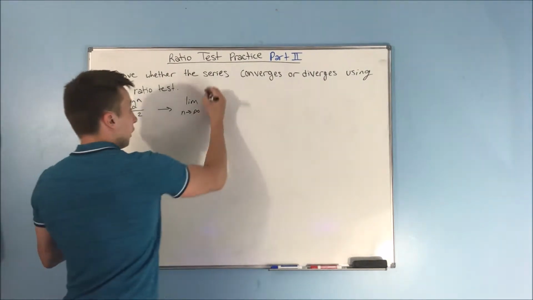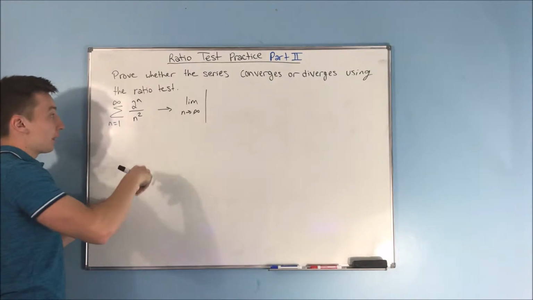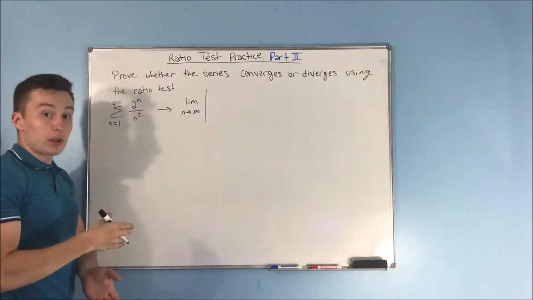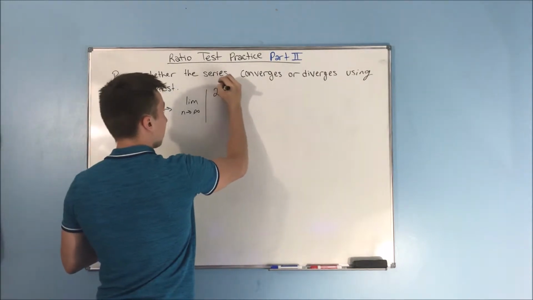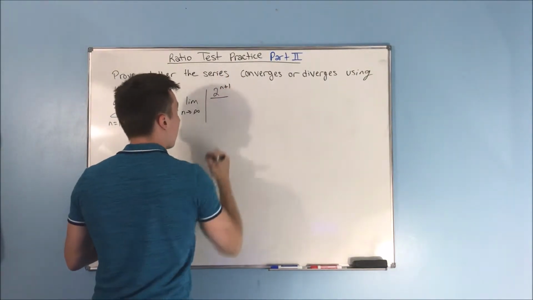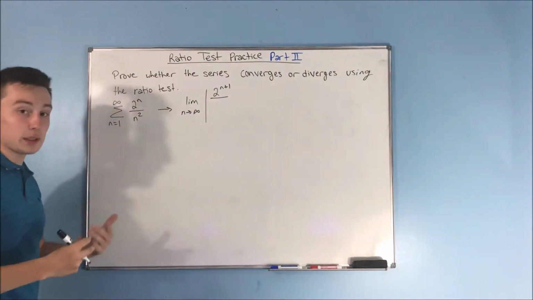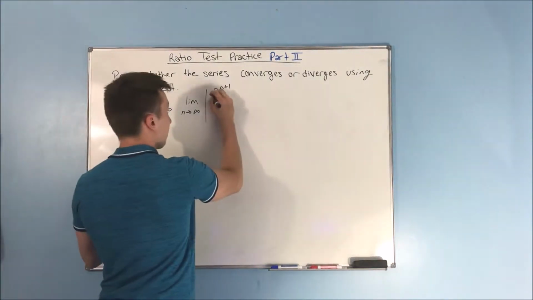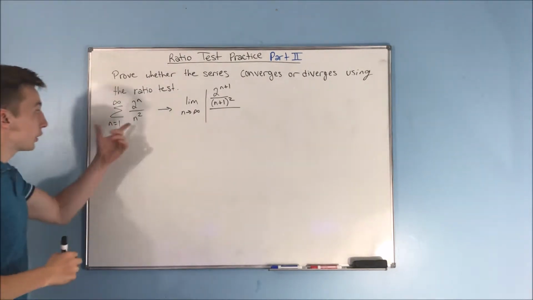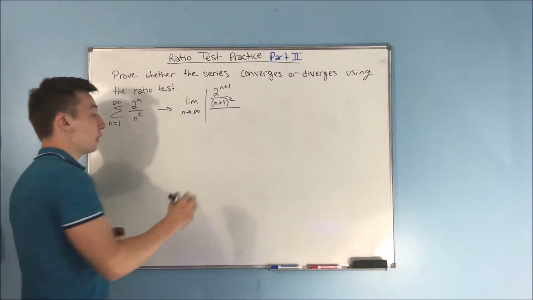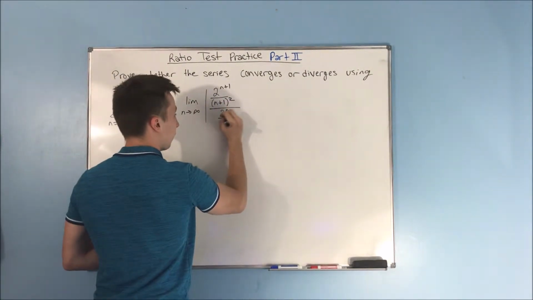So we have a sub n plus 1 on the top, but instead you're plugging in n plus 1 for n, so we get 2 to the n plus 1 over n plus 1 quantity squared. Now that's going to be over just our regular a sub n, that's going to be 2 to the n over n squared.